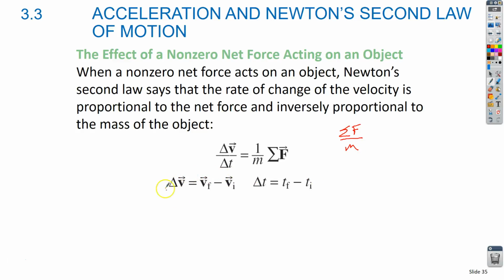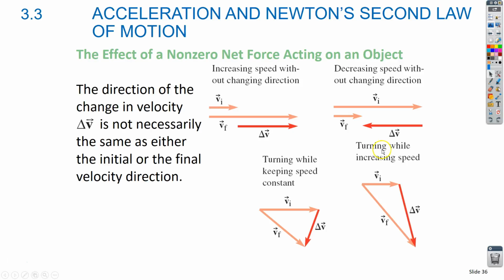And here our change in velocity, we've already said, is just final minus original velocity, and the change in time is final minus original. So this will be pretty critical and pretty important for you to know. Let's just go back and one more time review. Remember, if our original and final velocities are going in the same direction, I'm speeding up. If my original velocity and my final velocity are going the same direction, but my final is less than my original, then I am decreasing speed.